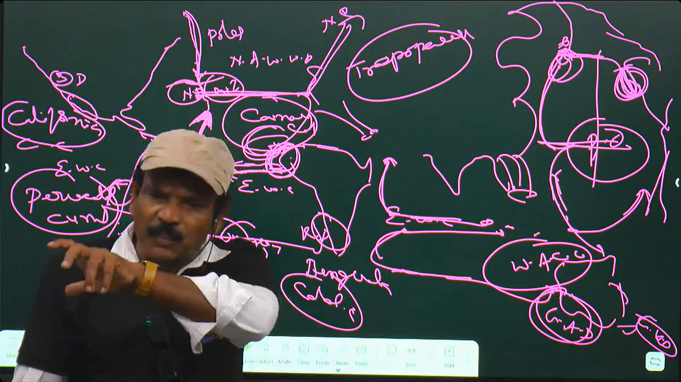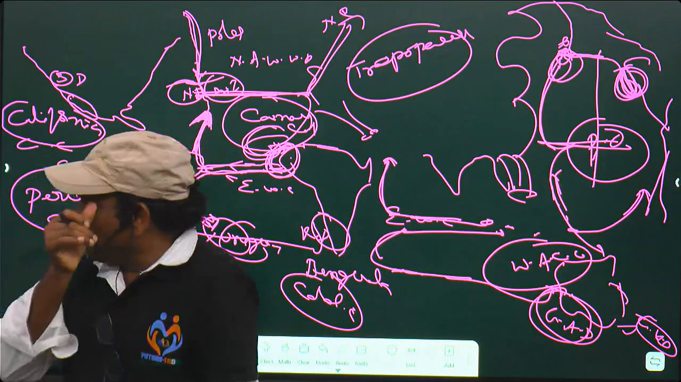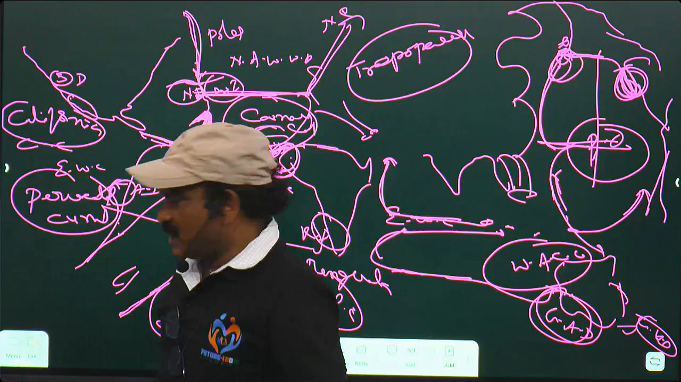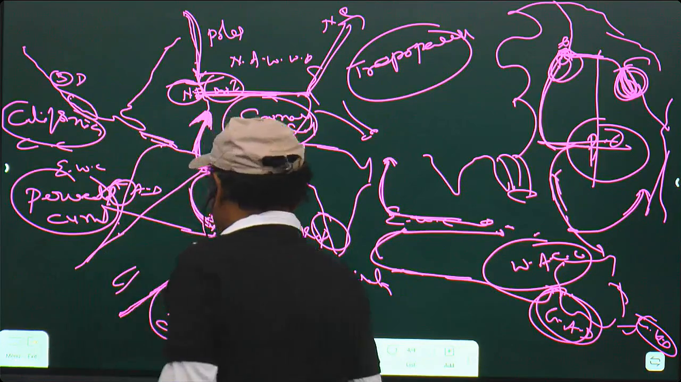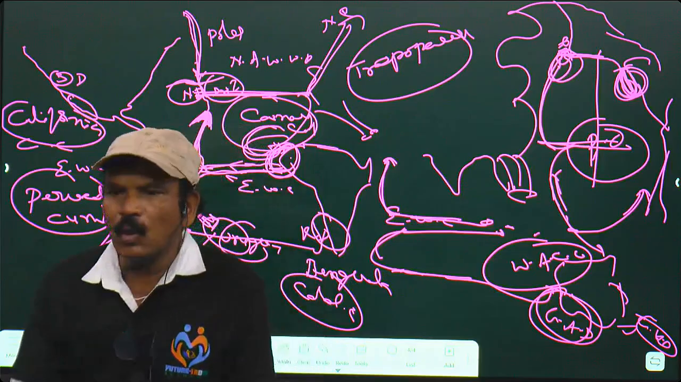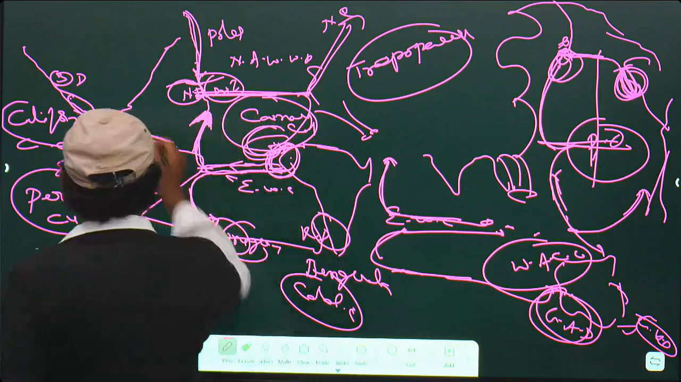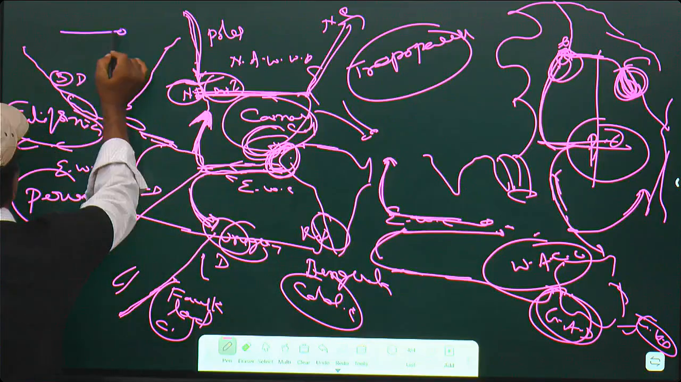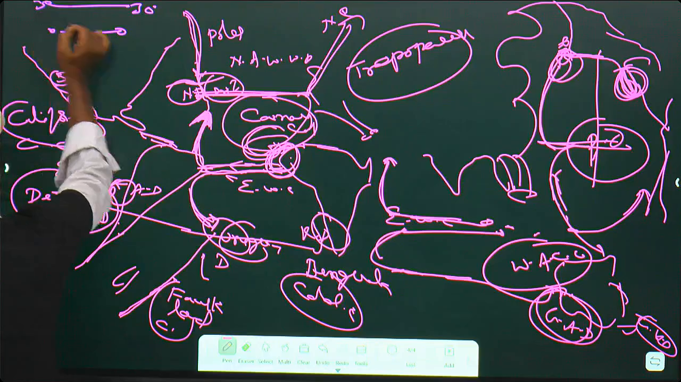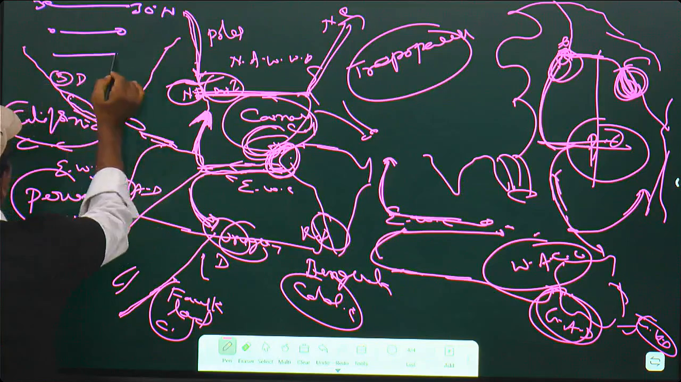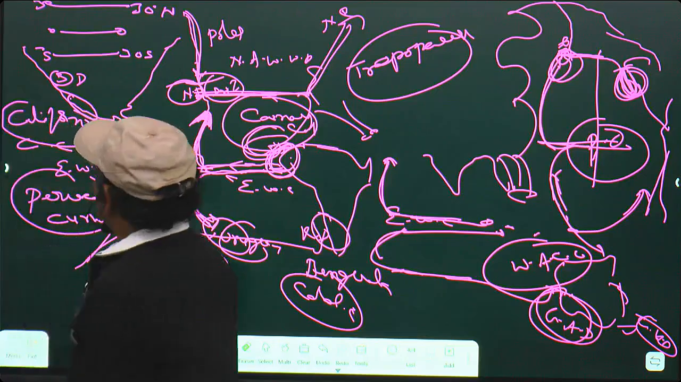And dry atmosphere is called low pressure. Any confusion? For example, this is 0, and this one is 30 degrees north, 30 degrees south. Clear?